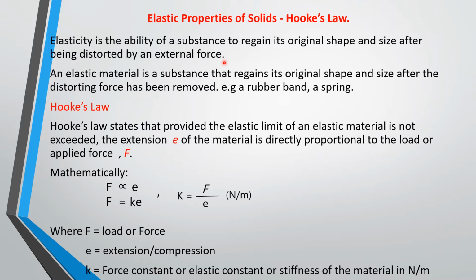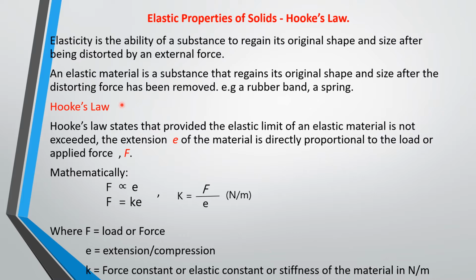So an elastic material is a substance that can regain its original shape and size after a distorting force is removed from it. Any material that, when you stretch or compress it, returns back to its original shape is known as an elastic material. And the law that governs this behavior of materials is known as Hooke's law.